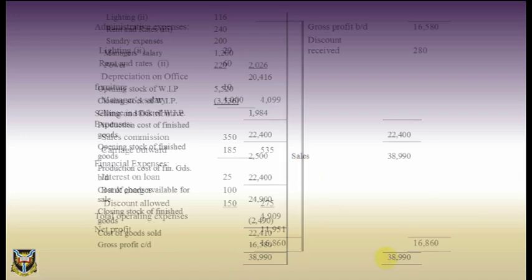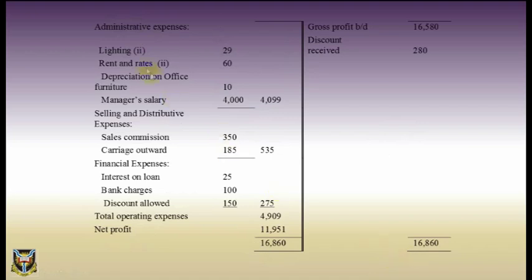Administrative expenses. Lighting 29. Rent and rate 60. Depreciation on office furniture 10. Manager's salary 4,000. Total 4,099.